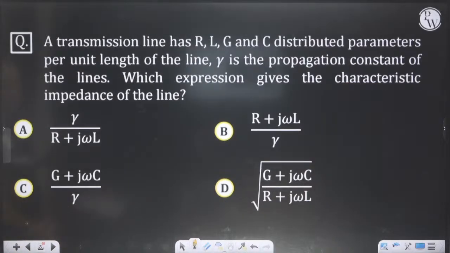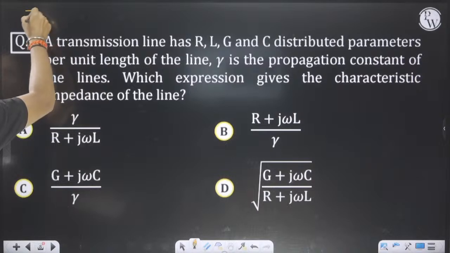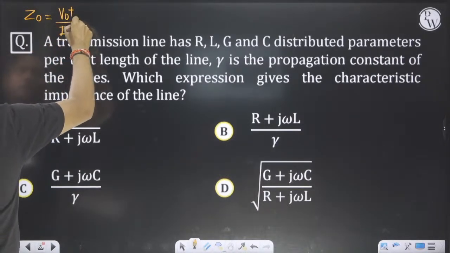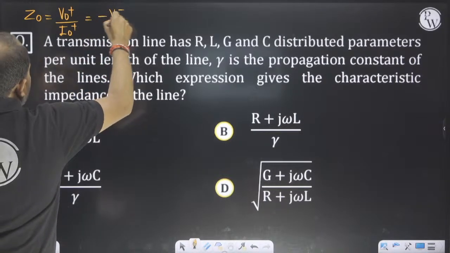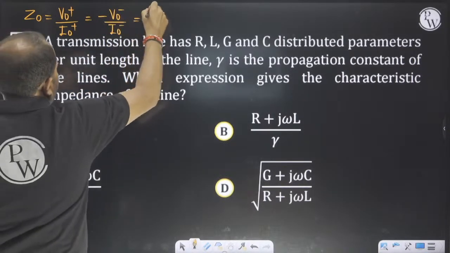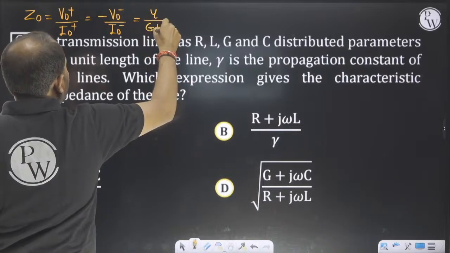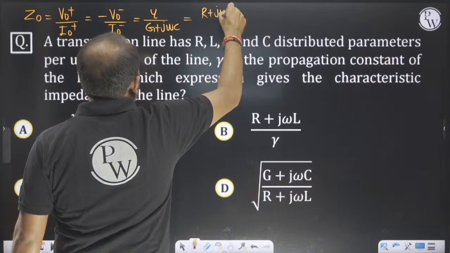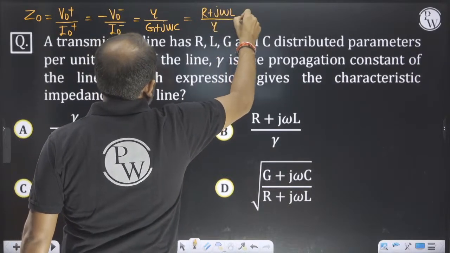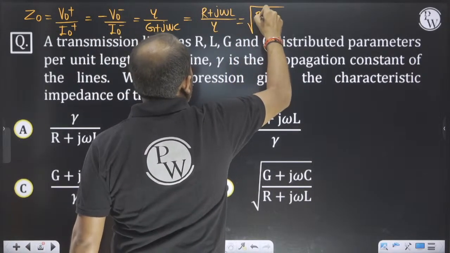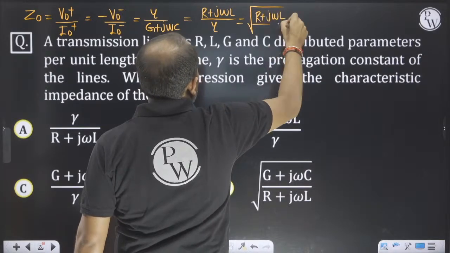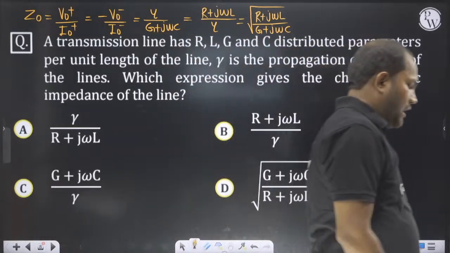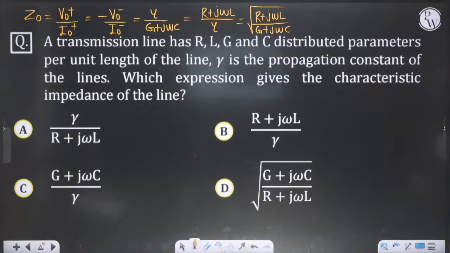Next question. In class I have taught you the formula of Z: V0 plus upon I0 plus, minus V0 minus upon I0 minus, and gamma upon G plus j omega C, and R plus j omega L upon gamma, and under root R plus j omega L divided by G plus j omega C. So this is the question, you can read it out, and you know the formula, so you can use that formula and solve this.